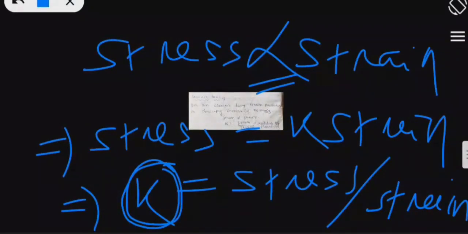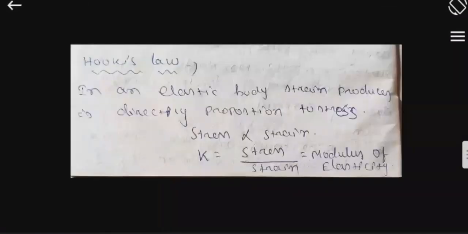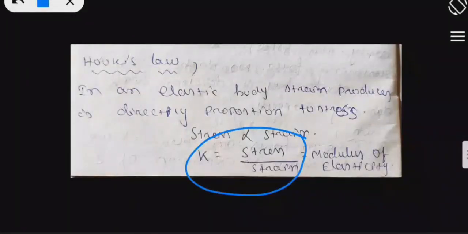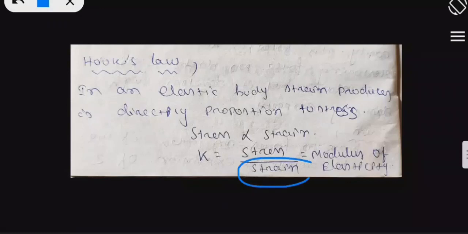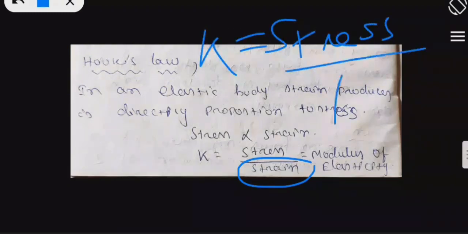So what is the formula that we have achieved? K equal to stress upon strain. So stress upon strain means what? For example, if I have achieved a strain of 1, strain is equal to 1, so what is the formula right now? K equal to stress upon 1. So what is the stress?